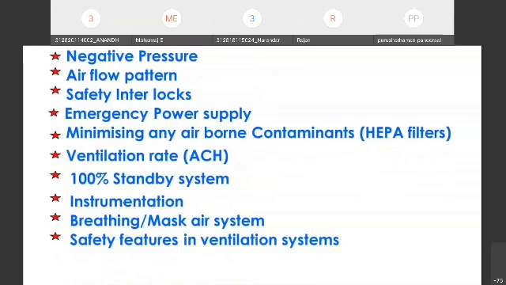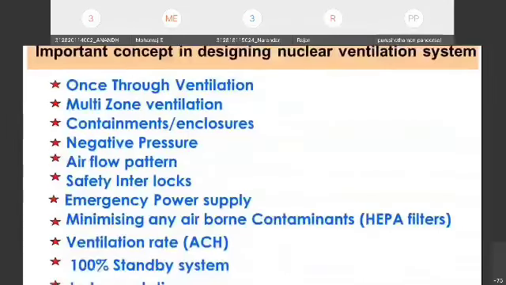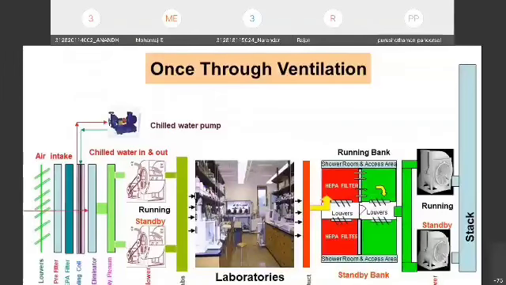Then the safety features in ventilation systems. These all have to be taken care of during the design of nuclear ventilation systems. Now we'll see about the once-through ventilation system. In a common building like an IT park or an office area, we have an air handling unit. We take air from outside, cool it, and send it to a room. From this room, the exhaust air comes through ducts and is let into the same AHU, and it keeps recirculating.